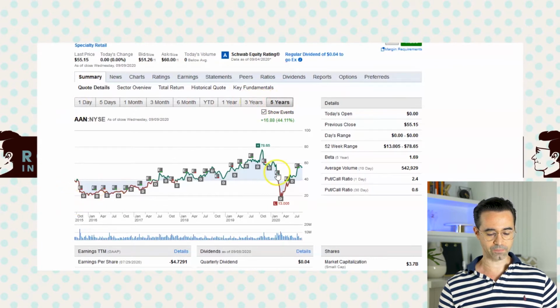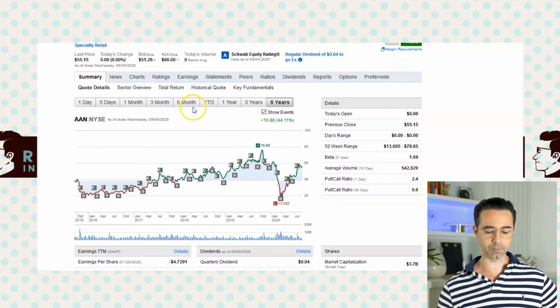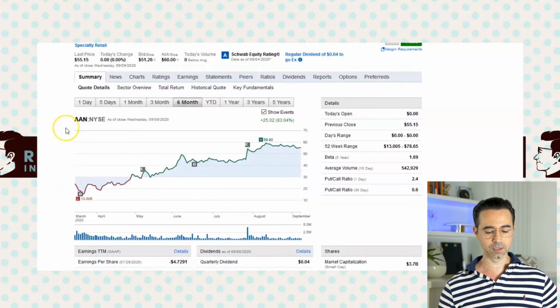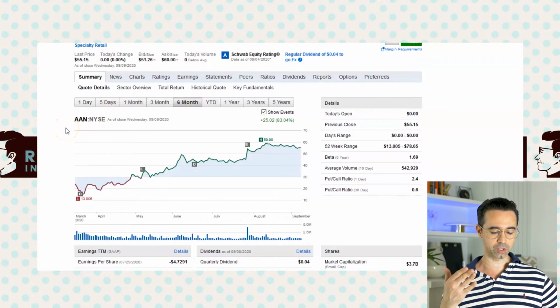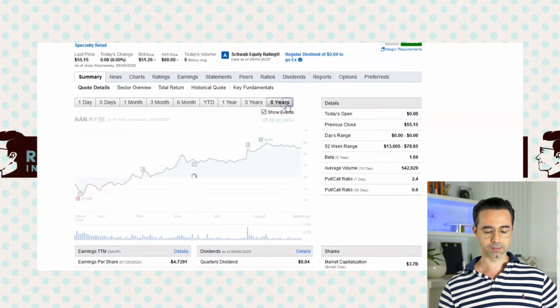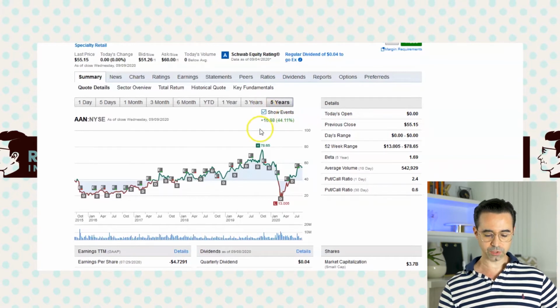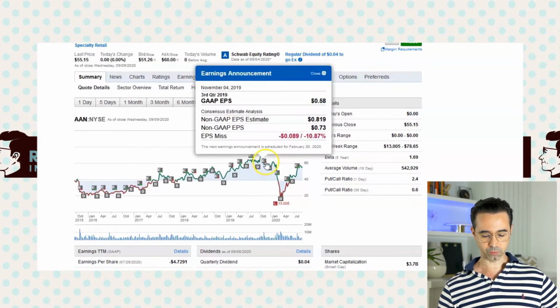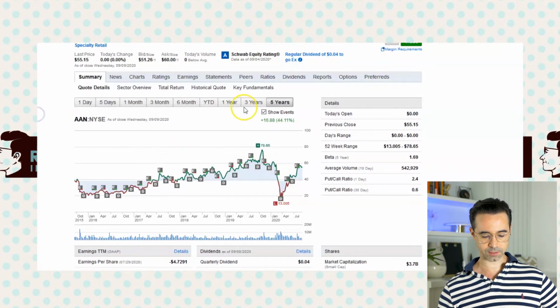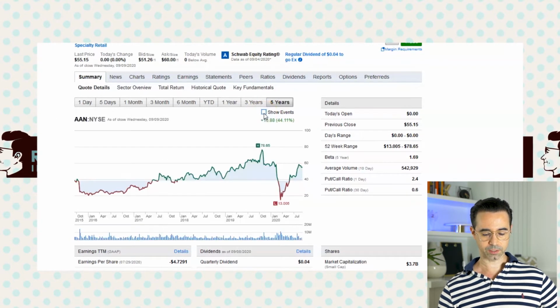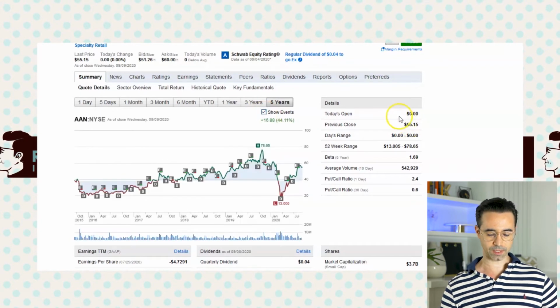So this is the past 5 years. This is the chart that's showing up. If you want to see a chart that's 6 months, you can click 6 months. It's going to show you a shorter time period, a little zoomed in so you can see a little better. So there you go. It shows you events, so when were dividends paid, when were earnings released. You can also turn events off, so stuff like that if you want.